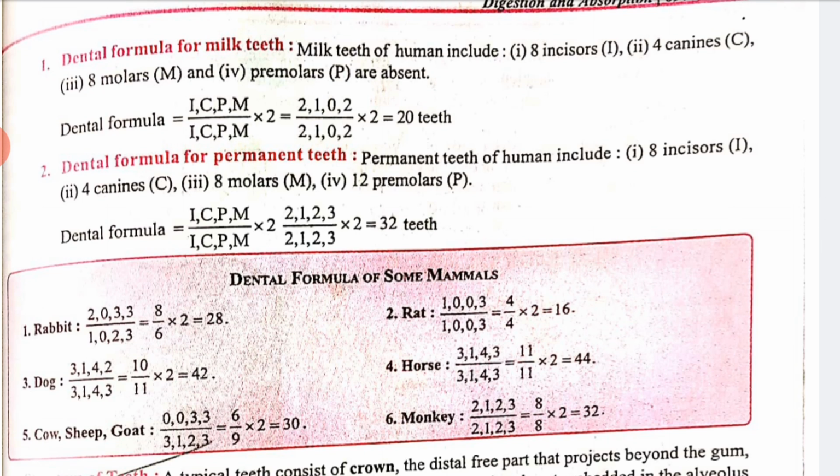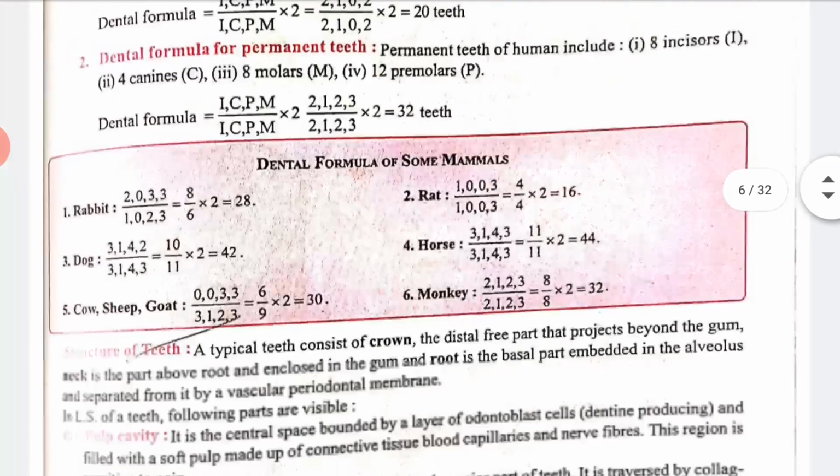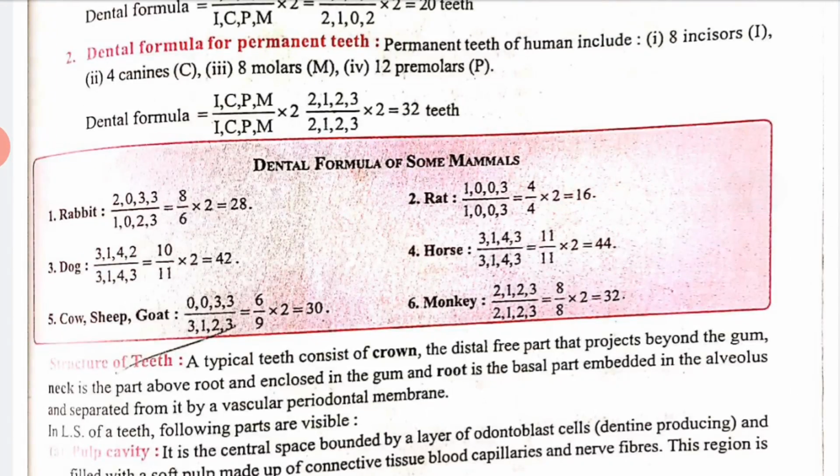Okay, so we have the permanent teeth of humans: 8 incisors, 4 canines, 8 molars and 12 premolars. According to the dental formula we will write it down in this way, and we have a total of 32 teeth. Now my dear students, the dental formula of some mammals also depends on this. You can see in this table: rabbit, dog, cow, sheep, goat, rat, horse and monkey, they also follow this formula.